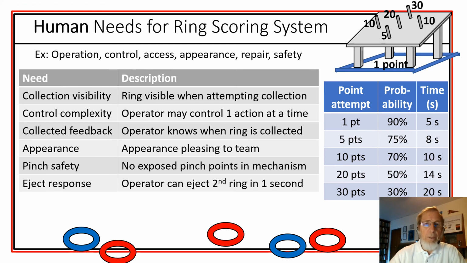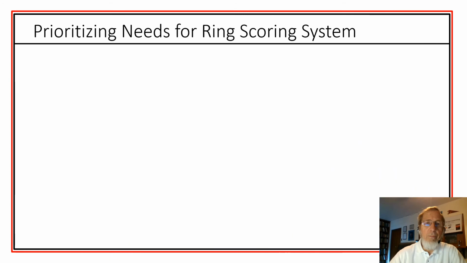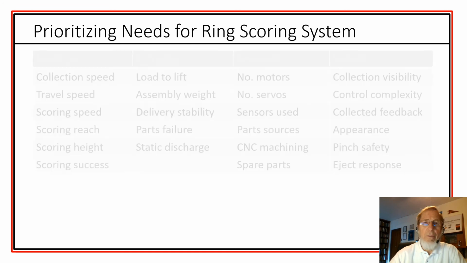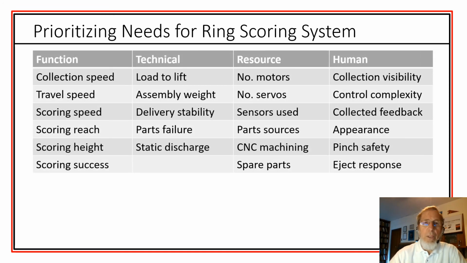The appearance of safety, ejection, all right, you can only have 1 ring on board. If a second one gets on board, can you eject it quickly? And here we're defining a need for quick ejection. All right, we have a list of needs of these 4 different categories of needs. We list them in a table such as this.